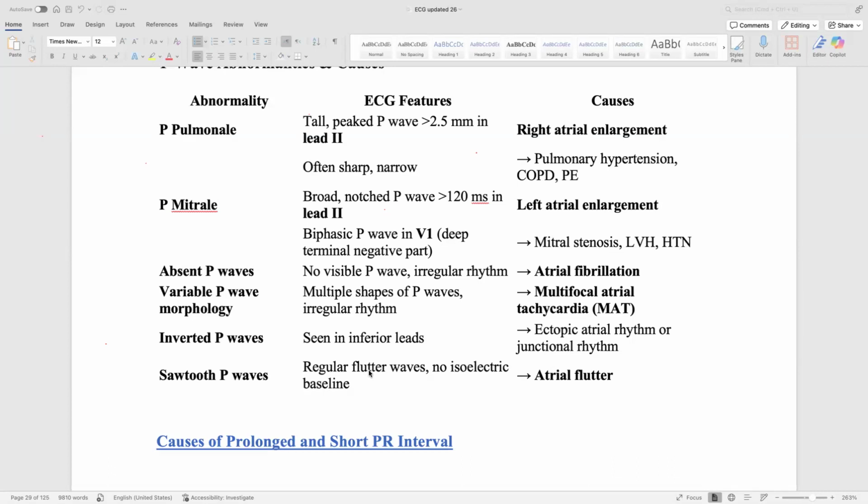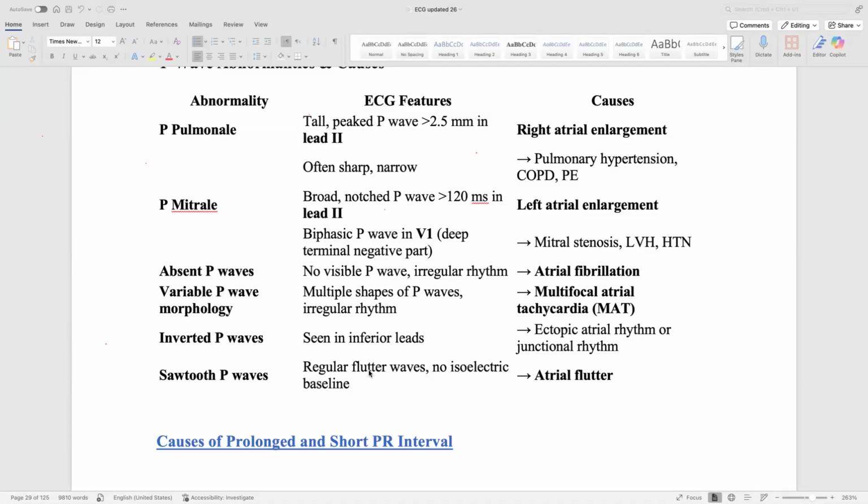Absent P wave tells you that there is electricity going, but it is not organized. There is no depolarization. No organized electricity going to the muscle, because the currents will cancel each other's.